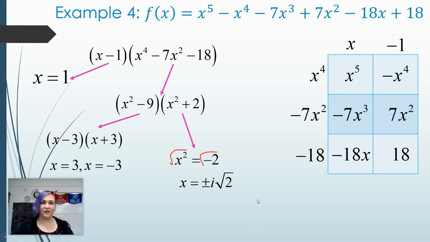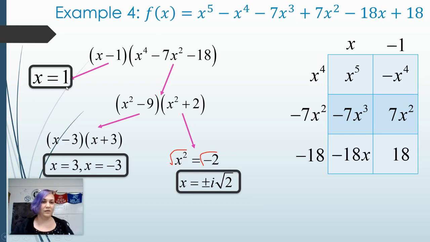I ran out of stuff, guys. I think we're done. Remember, this problem was supposed to have 5 answers: 1, 3, negative 3, positive i rad 2, negative i rad 2.